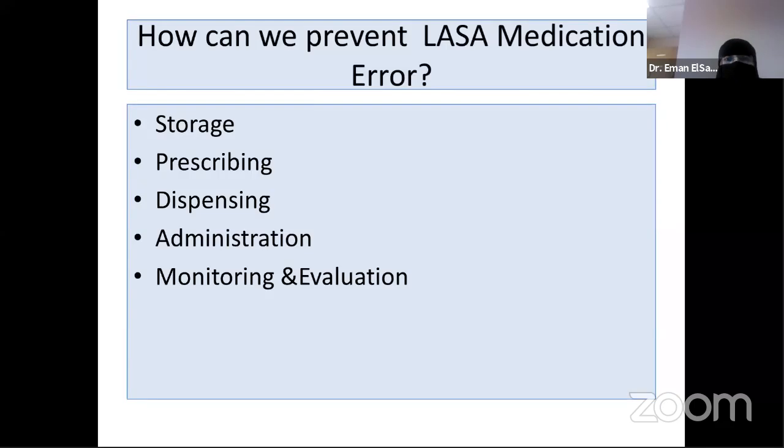How can we prevent or decrease the medication error of LASA? To know how we can prevent medication error from LASA, let us know how we can put safeguards for storage, prescribing, dispensing, administration, monitoring, and evaluation.